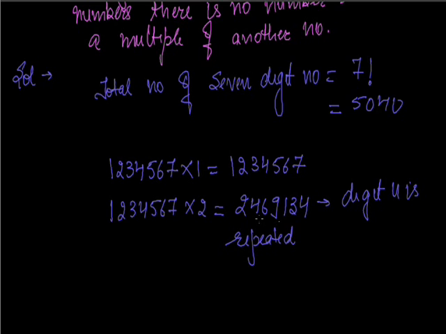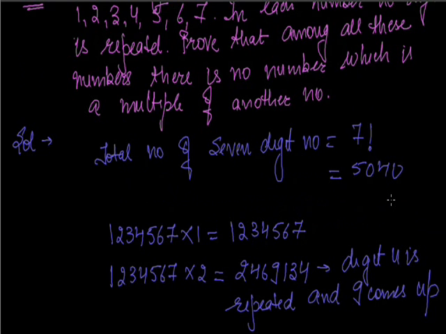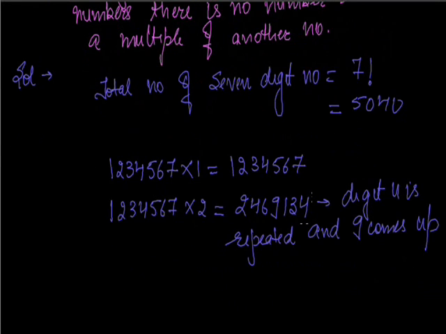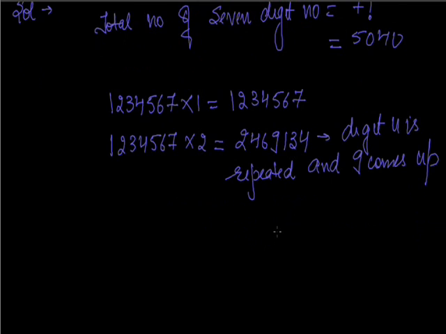Digit 4 comes 2 times and 9 comes up. What does it mean that 9 comes up? We have to make a number using only the digits 1, 2, 3, 4, 5, 6, 7. But here we are getting digit 9, which is not allowed, and digit 4 is repeated. In this question, it is given that no digit is repeated, and we don't have to use a digit greater than 7. We have to use only 1 to 7, and 9 comes up, so it is proved.